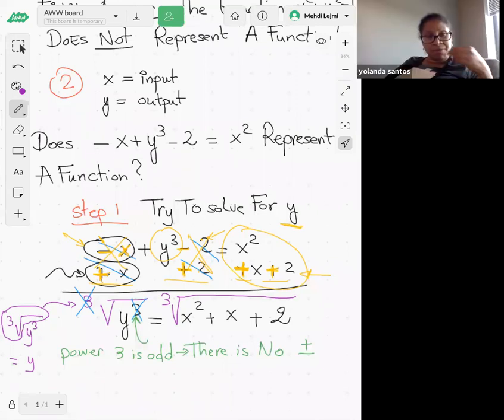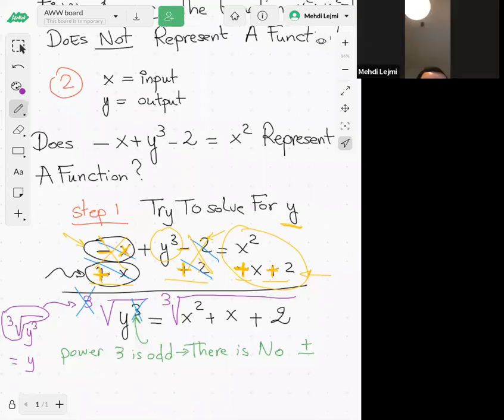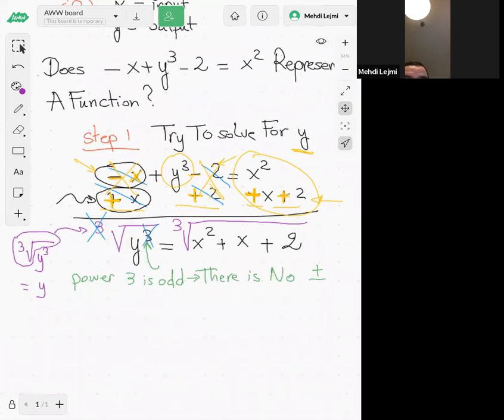Where is that coming from? The third root, the cube. No, because the idea is I need to get exactly y.